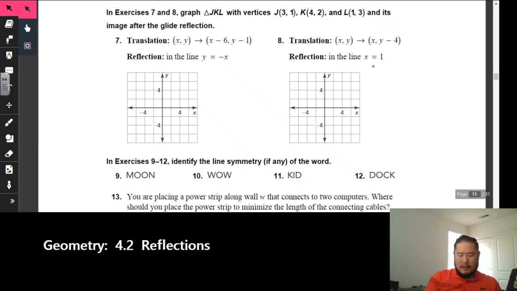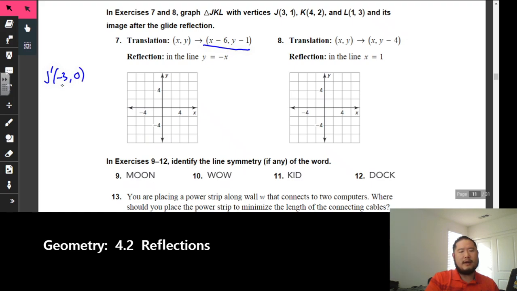All right, so let's go ahead first off. Let's translate things. So they give us the translation. Let's take J and plug things in, and that'll be J prime, right? Well, when we translate, this will be the image. So it'll be J prime. We take 3, 1, and plug that into our equation, right? So 3 minus 6, that's going to be negative 3. 1 minus 1, that'll be 0.